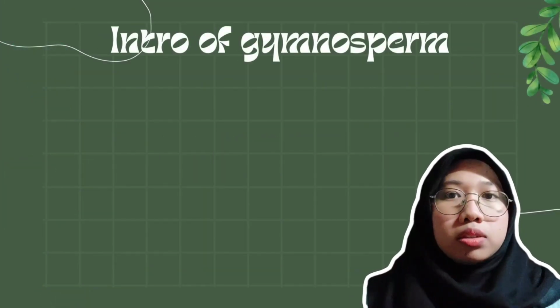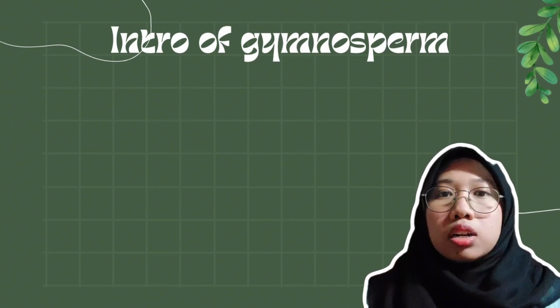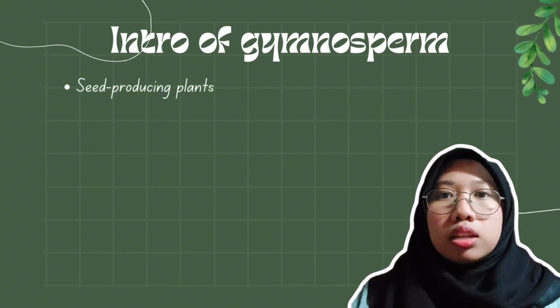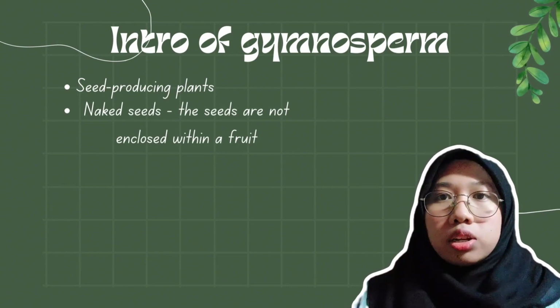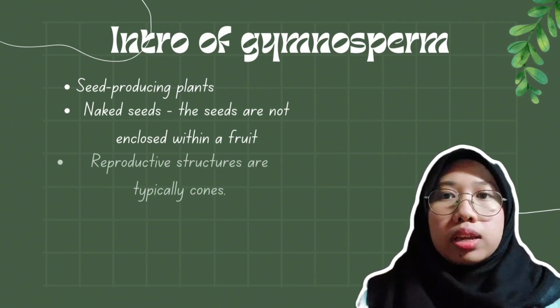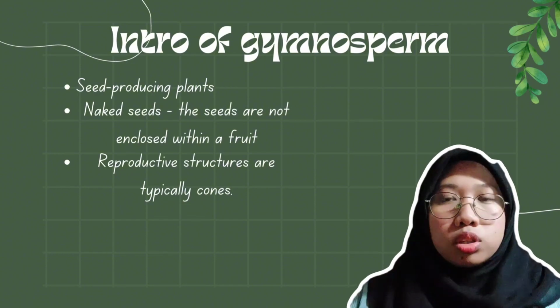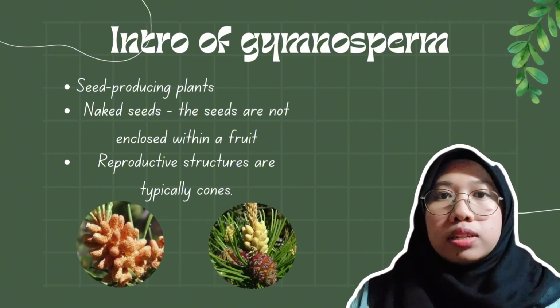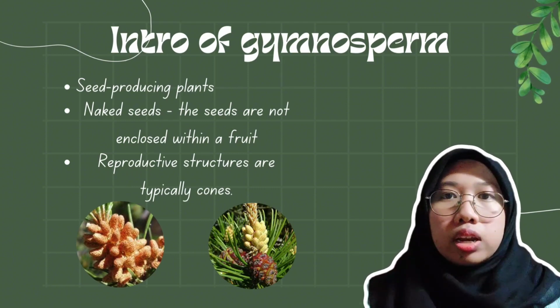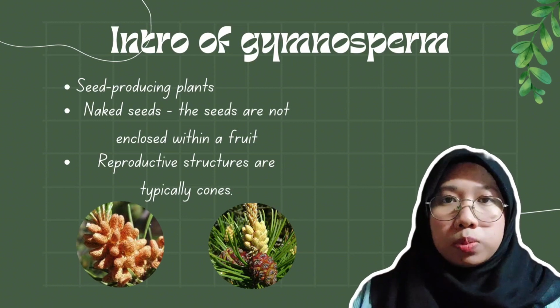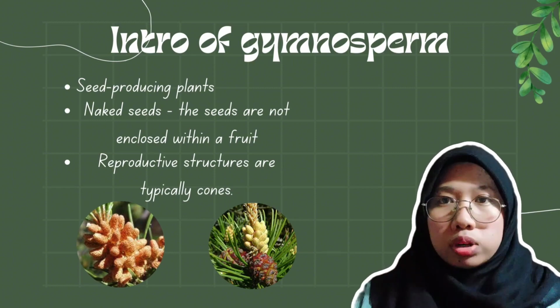Next, I will be explaining gymnosperm. Gymnosperms are a group of seed-producing plants characterized by the presence of naked seeds, meaning that the seeds are not enclosed within a fruit. Their reproductive structures are typically cones, with male pollen cones and female seed cones. Gymnosperms produce pollen for the transfer of male gametes, and the pollen is often carried by wind. Unlike angiosperms, gymnosperms lack true flowers.